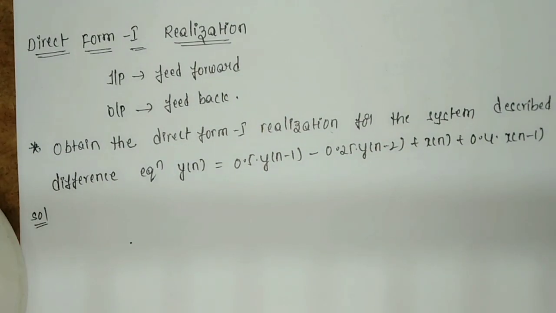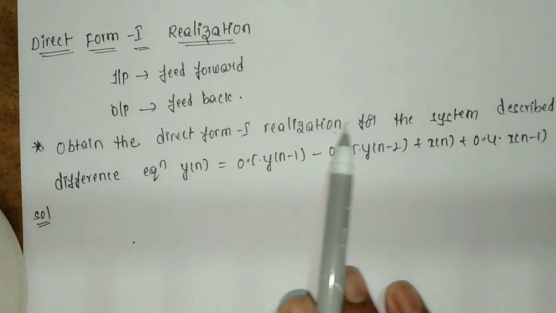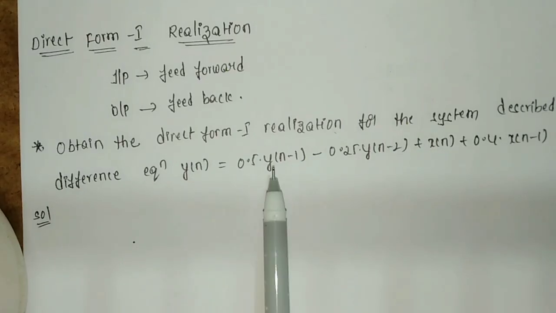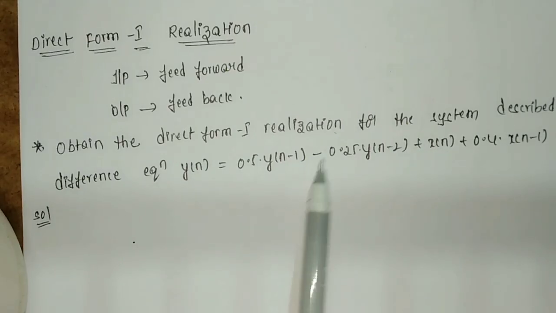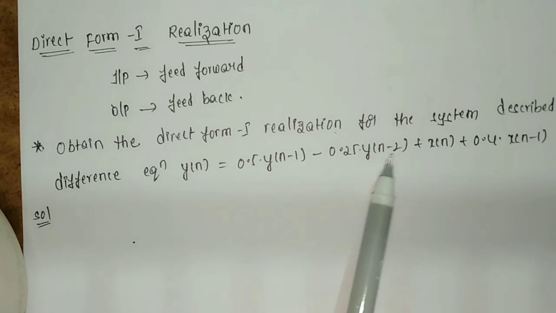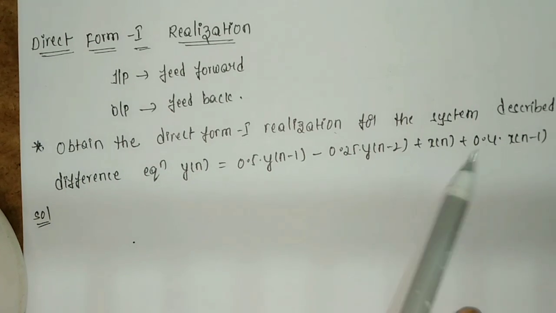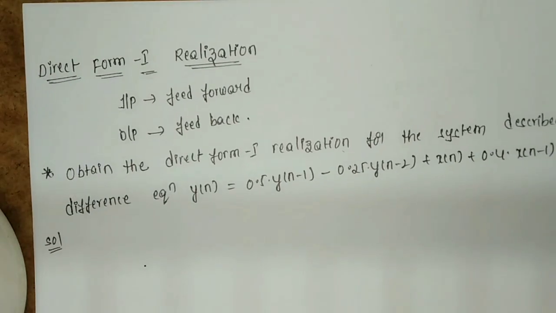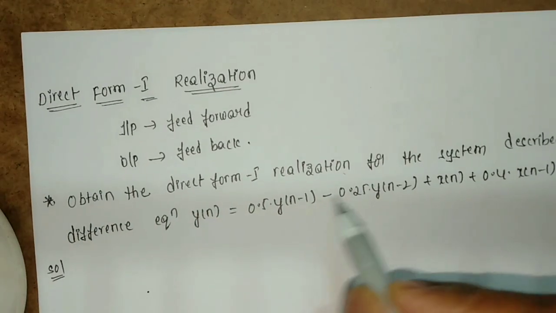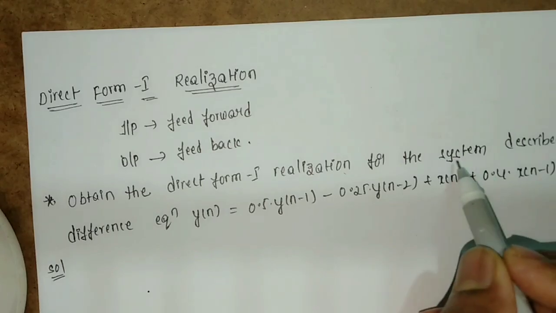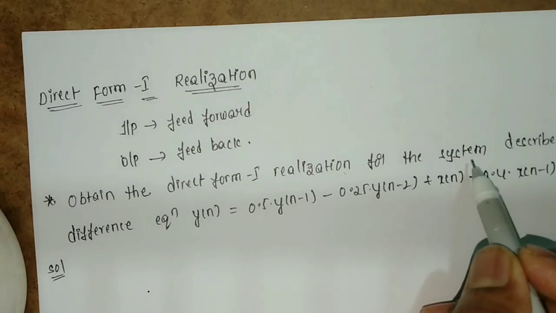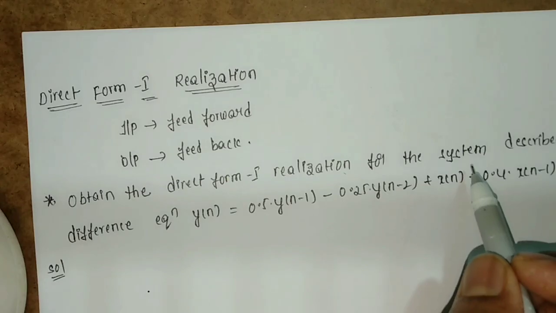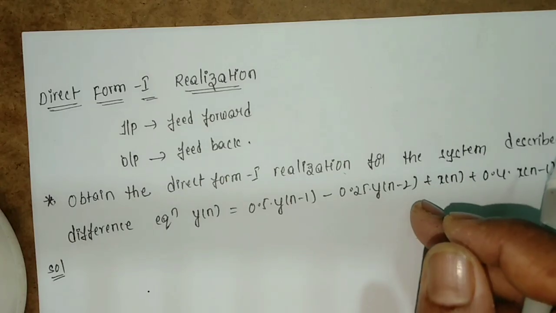Here it is given: obtain the direct form 1 realization for the system described by the difference equation y of n is equal to 0.5 into y of n minus 1 minus 0.25 into y of n minus 2 plus x of n plus 0.4 into x of n minus 1. This is the question given. Here he has described it as a system, so we are talking about the filter. Realizing the system means here you are going to realize your filter.